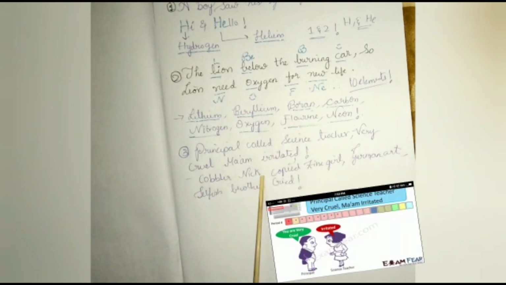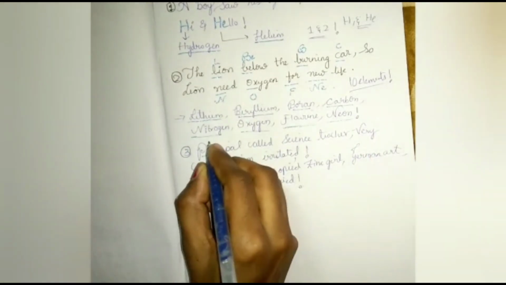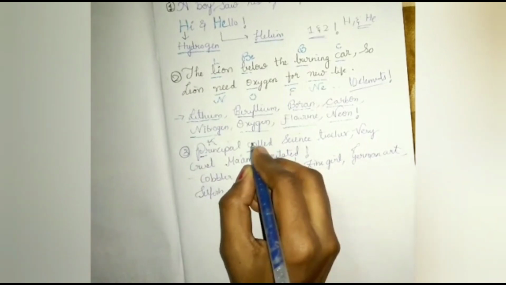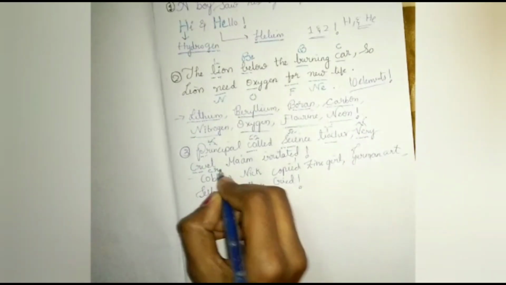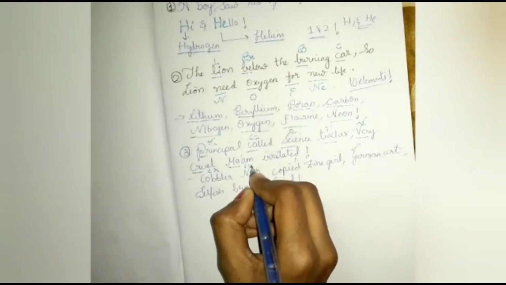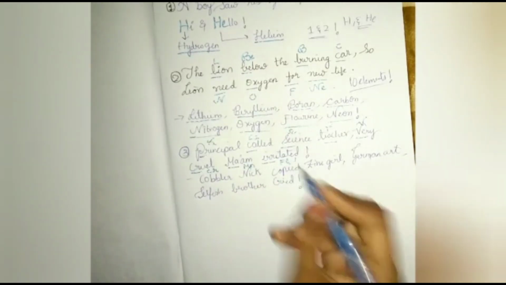Here I am writing in the same form, the element symbols: K, Ca, Sc, Ti, V, Cr for cruel, and ma'am, that is Mn, and irritated, that is Fe. So that is all about the tricky ones you should remember in your mind. By seeing the first word you get the element name thoroughly.